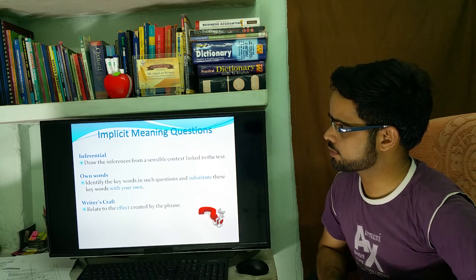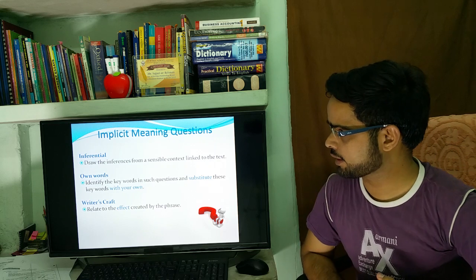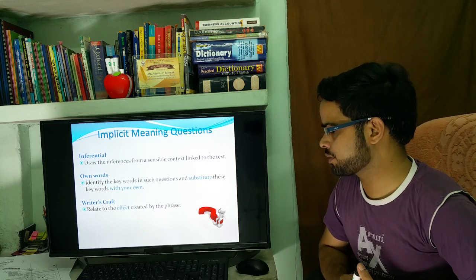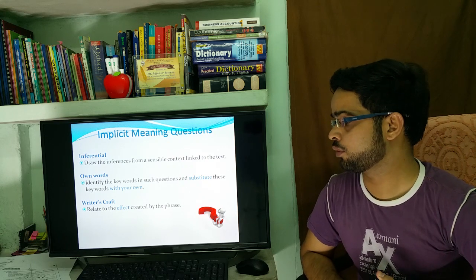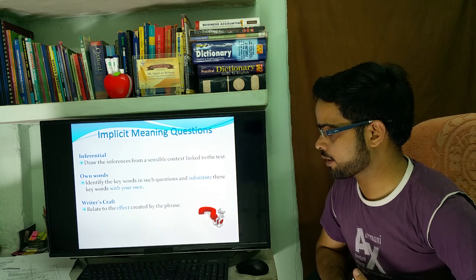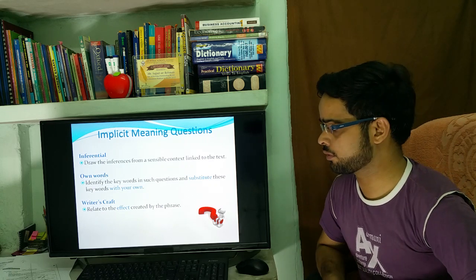Implicit meaning questions. Draw the inference from a sensible context linked to the text. Own words. Identify the keywords in such questions and substitute these keywords with your own. Synonyms will work for you. Writer's craft. Relate to the effect created by the phrase. You need to find out, you need to dig out the effect.